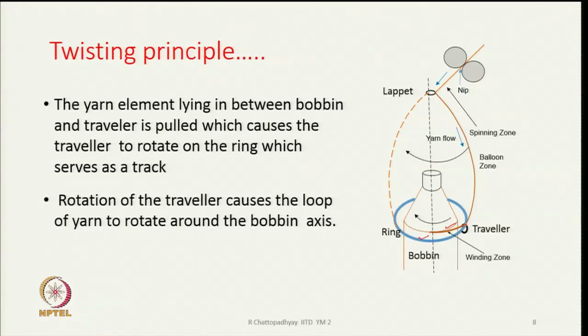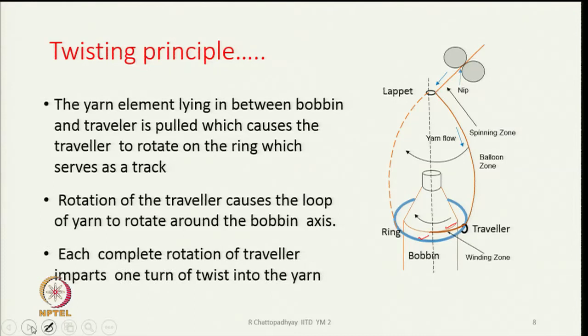Now, therefore, what will happen? As the traveler runs, the loop of yarn held in between the lappet, that is from here to the traveler, will start rotating along with the traveler. And each complete revolution of the traveler will impart one turn of twist into the yarn. So, it is the traveler that is actually causing the loop of yarn in between the lappet guide and the traveler to rotate and cause the yarn to be twisted.